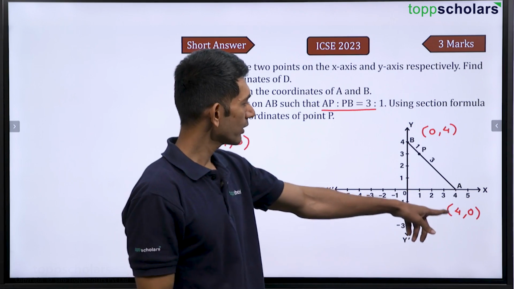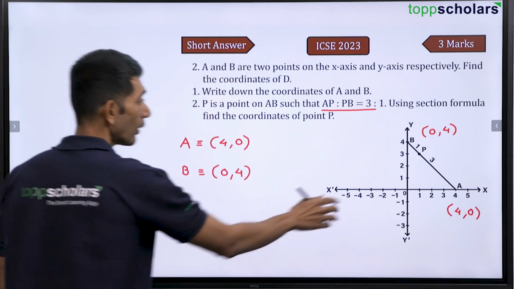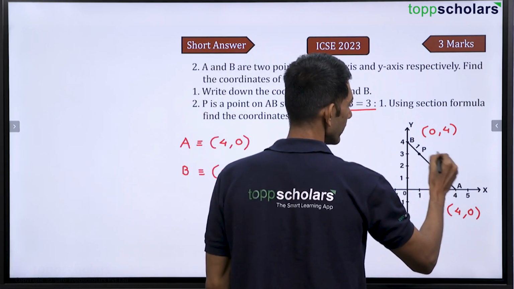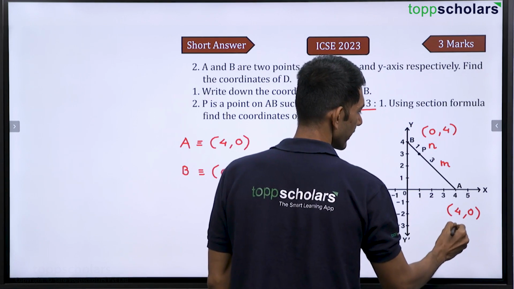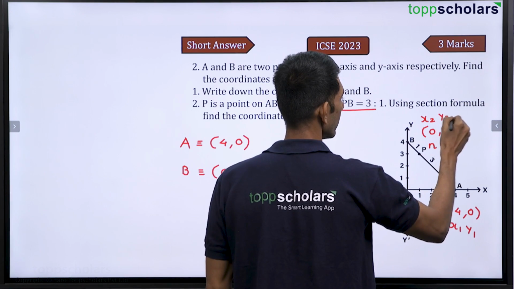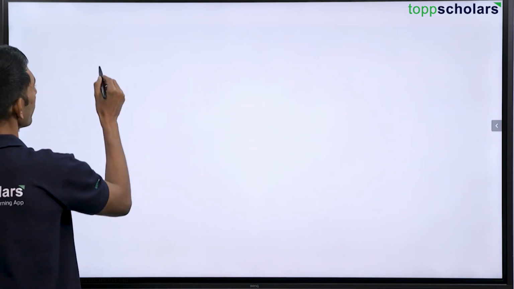Correct? The coordinates of A are 4, 0. The coordinates of B are 0, 4. Now take the ratio A to B, that is 3:1. So this is M, this is N, this is x1, y1, this is x2, y2. Correct? So you have x1, y1, you have x2, y2. So what is the formula for x?